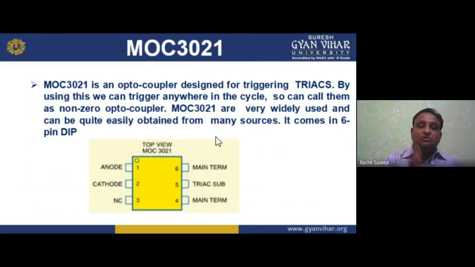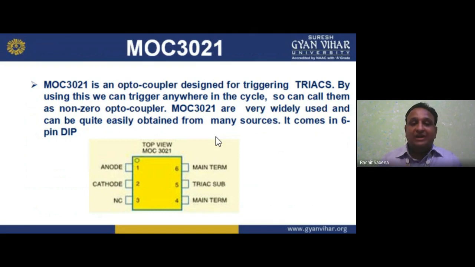By using this, we can trigger anywhere in the cycle. If I'm giving a cycle, we can trigger that triac anywhere in the cycle. So we can call them non-zero crossing optocouplers. We can also call them non-zero optocouplers. Now MOC 3021 are widely used and can be quite easily obtained from many sources.